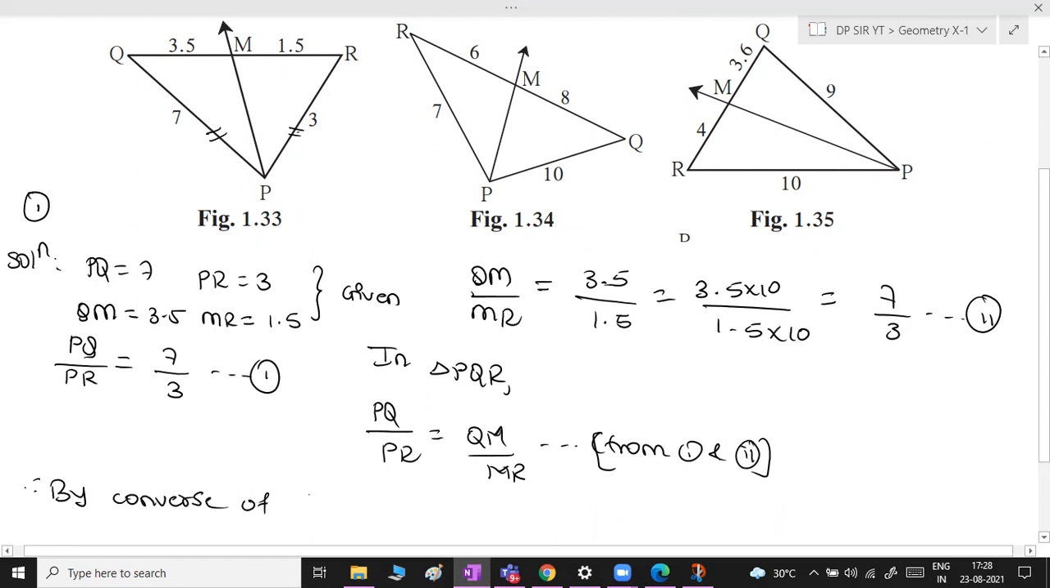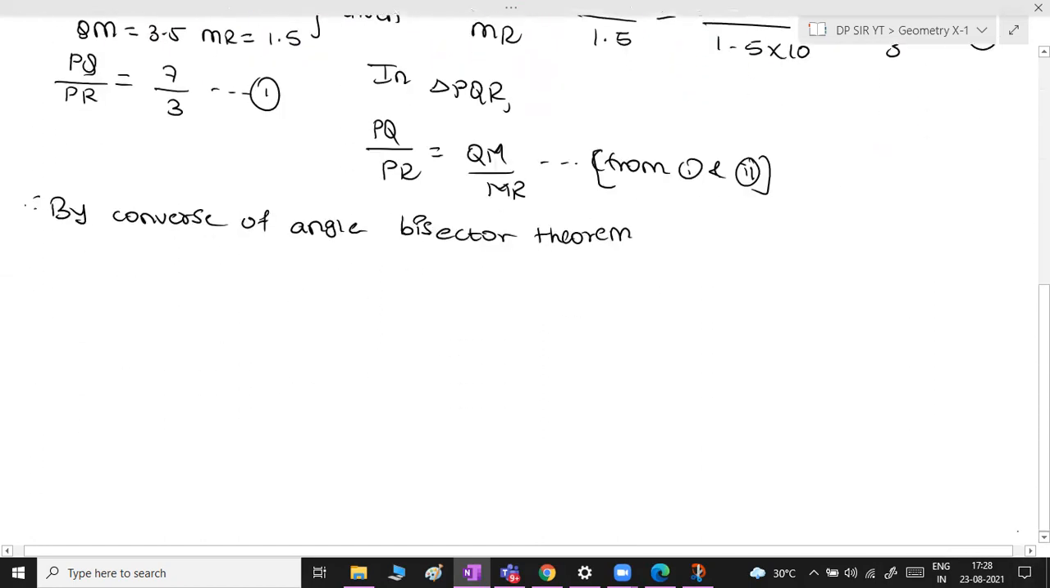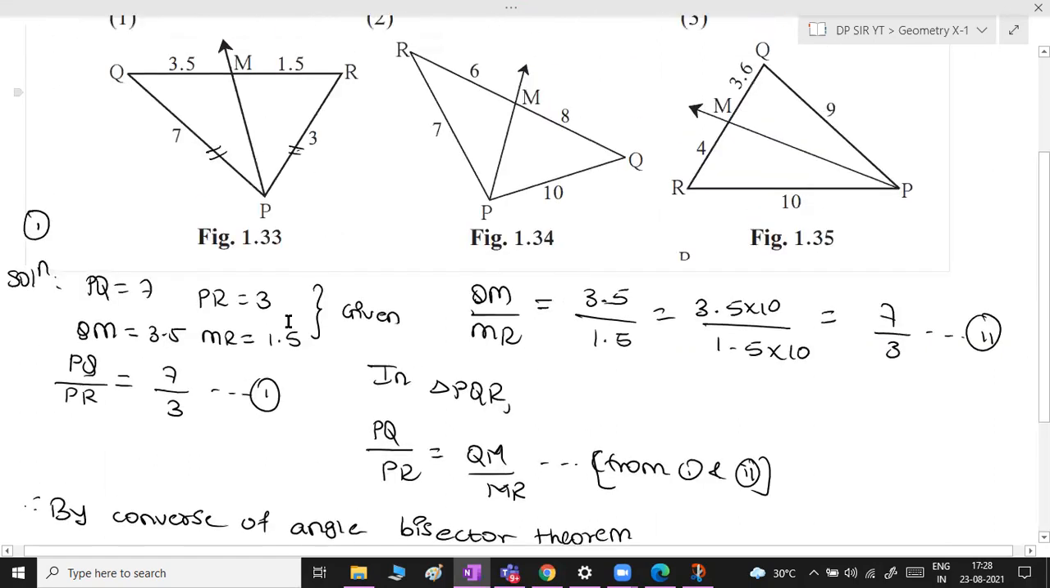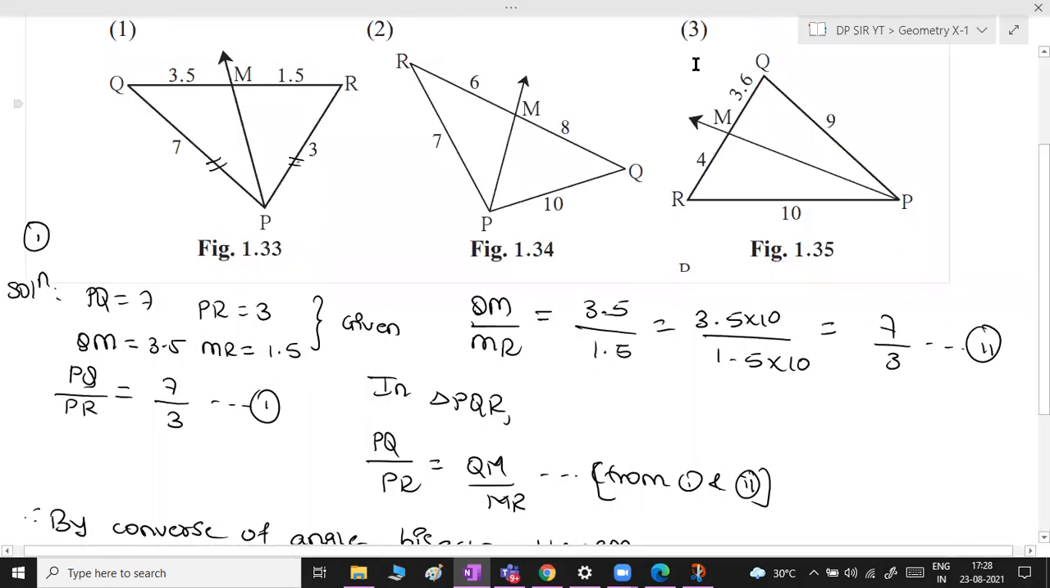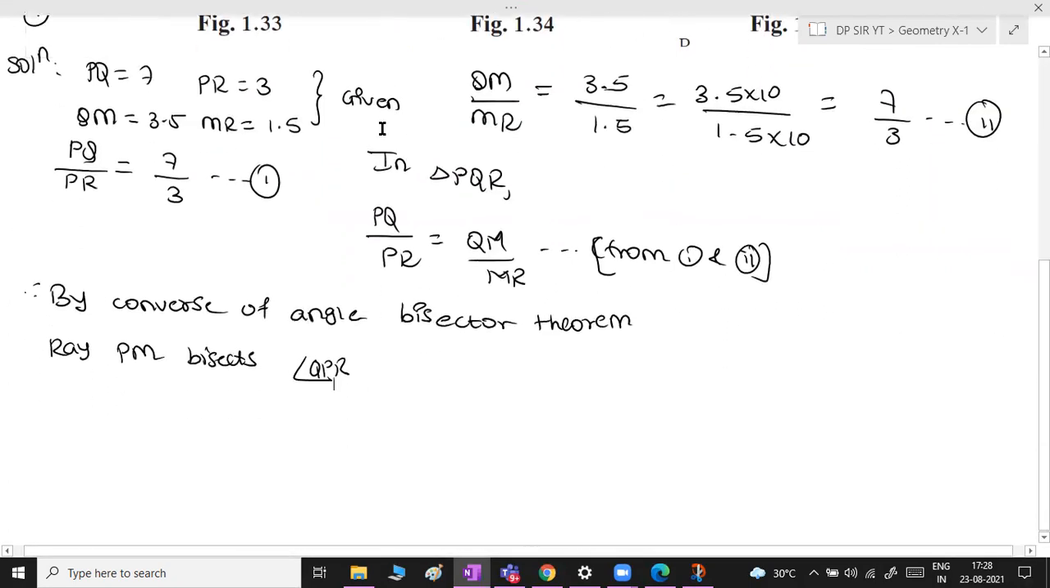of angle bisector theorem, I am going to get what we had been told to check, that is ray PM bisects angle QPR. I don't know whether I'm able to solve the full exercise in today's session. If not, I'll break it into two parts. Let's try for the second one.